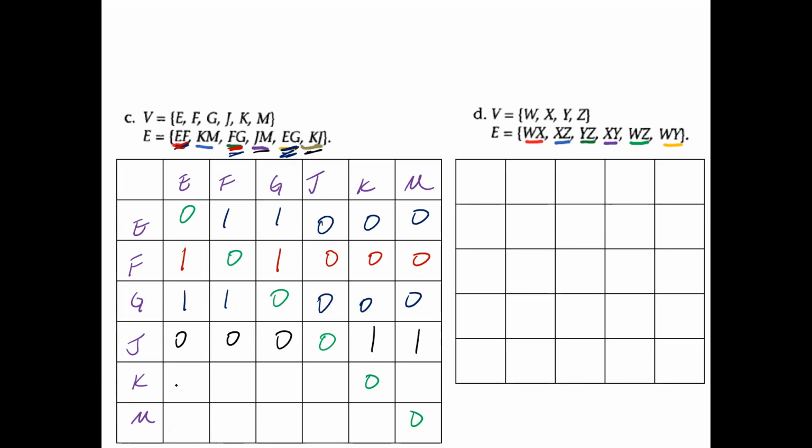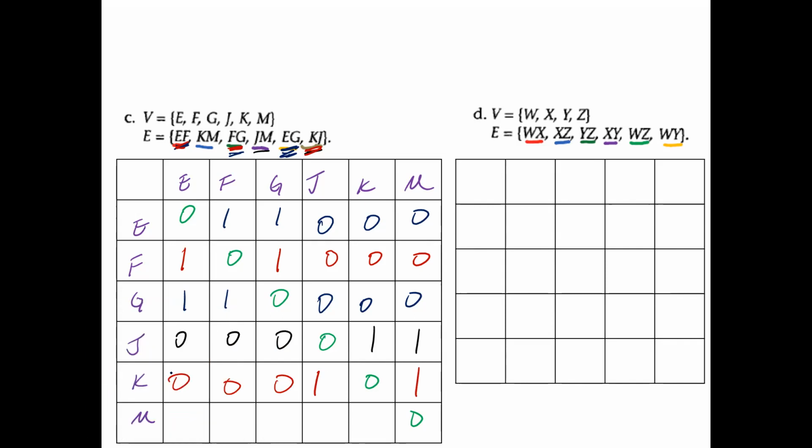So KE, nothing. KF, nothing. KG, nothing. KJ, actually there is one. KJ right there. So there's one right there. Okay, then KM, it's another one.